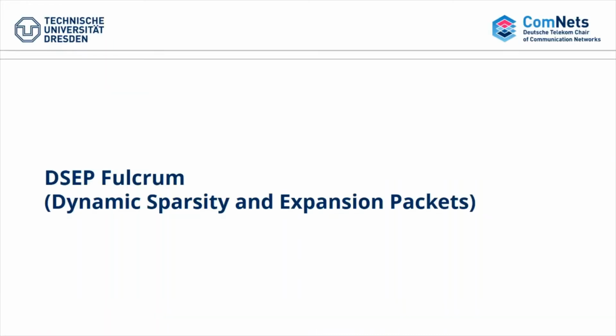Let's move on to another scheme to improve the performance of Fulcrum codes, that is DSEP Fulcrum. Remember that the adaptive decoder is designed only for receivers. However, the encoding process impacts significantly on the whole communication system, including senders, intermediate nodes, and receivers. In this scheme, we will focus on dynamic sparsity and expansion packets for the Fulcrum encoder and provide a good recoding mechanism.